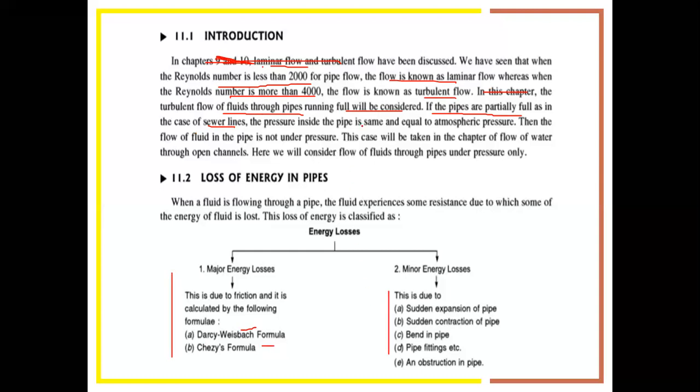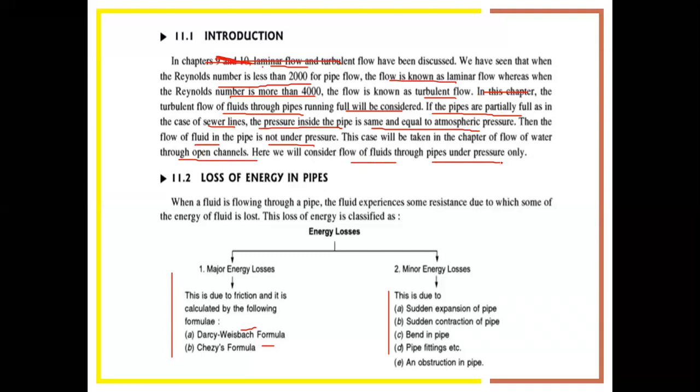Whenever the water is half, or less than half, or more than half, what happens? What are the considerations in these cases? If the pipes are partially full, as in the case of sewer lines, or the pressure inside the pipe is equal to the atmospheric pressure, then the flow of fluids in the pipe is not under pressure. This case will be taken in the section on the flow of water through open channels. Now we will discuss the flow of fluids through the pipes under pressure only.